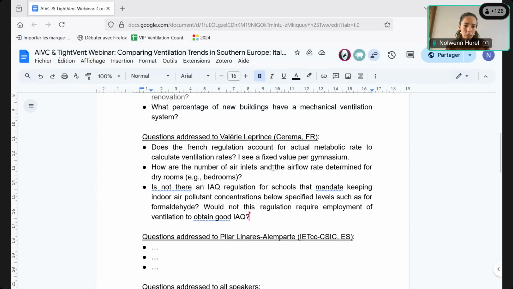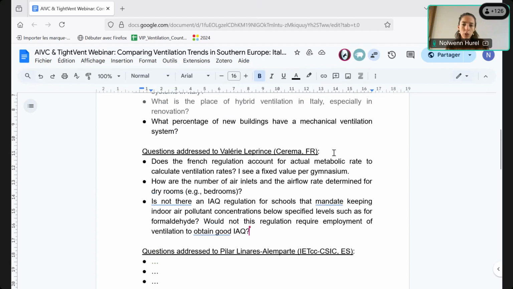Okay, so the first one: does the French regulation account for actual metabolic rates to calculate ventilation rates? I see a fixed value per gymnasium. Not really, not like it's done in 16798-1, if that's what you refer to. We've got a fixed value per kind of building, which in some way accounts for metabolic rate, because if you've got more activity, you've got more flow rate, but not as it is done in 16798-1.